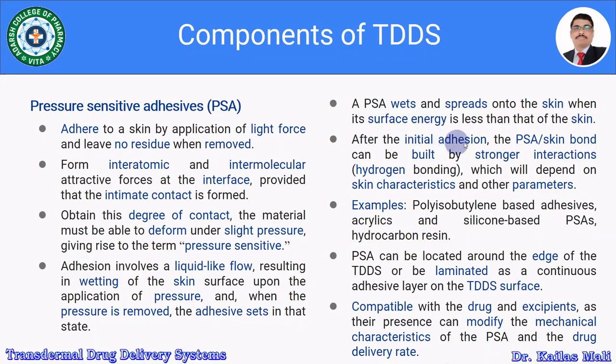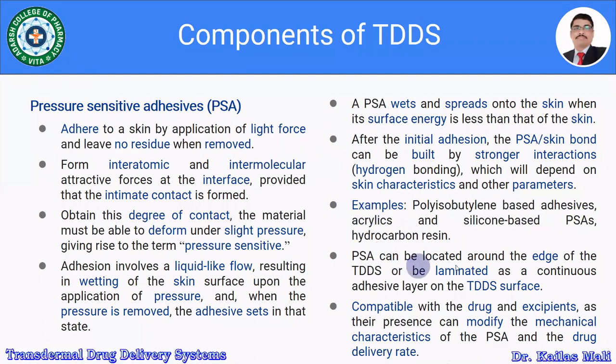After the initial adhesion, the pressure sensitive adhesive and skin bond can be built by stronger interactions like hydrogen bonding, which will depend on skin characteristics and other parameters. For example, polyisobutylene based adhesives, acrylics and silicone based pressure sensitive adhesives, and hydrocarbon resins. So these are some pressure sensitive adhesives.